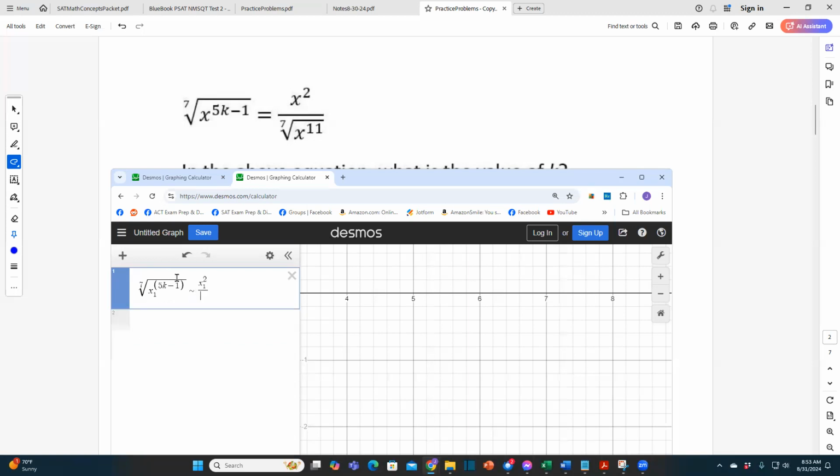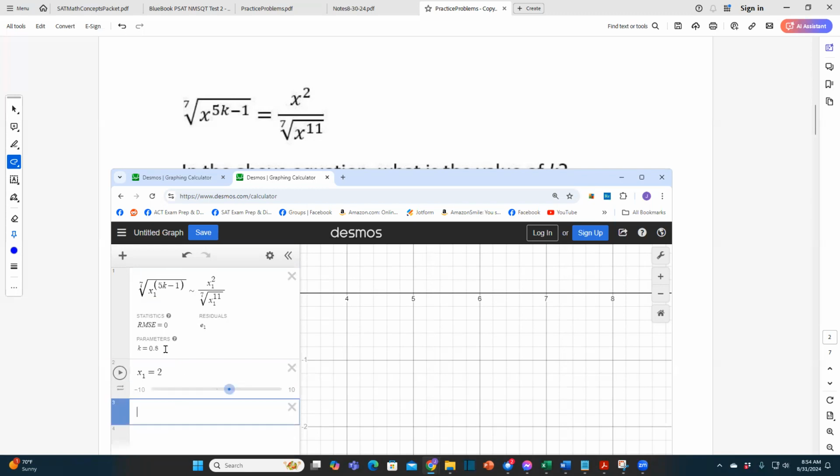x1 squared over the 7th root of x1 to the 11th. Okay, I'm going to give x1 a value. You just do 2, that's fine. Okay, it's going to solve for k, 0.8, which is the same as 4/5. Okay, so that's how I would do it in decimals.